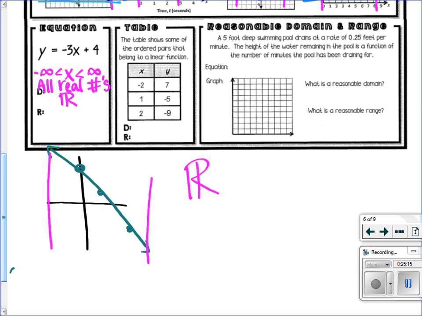Okay, now for the y values, the range. It is the same thing, except with y. So negative infinity, less than y, less than infinity, or all real numbers, or you write all real numbers with the R.